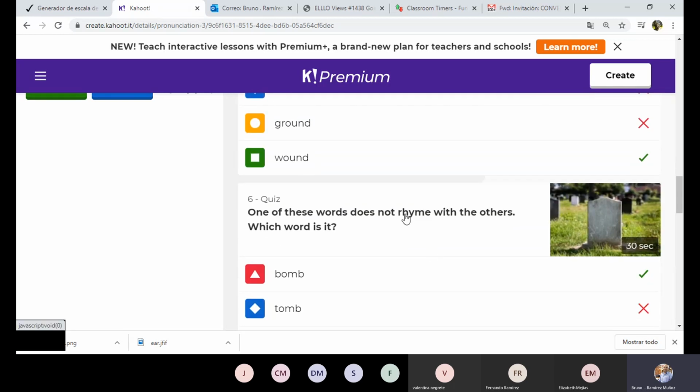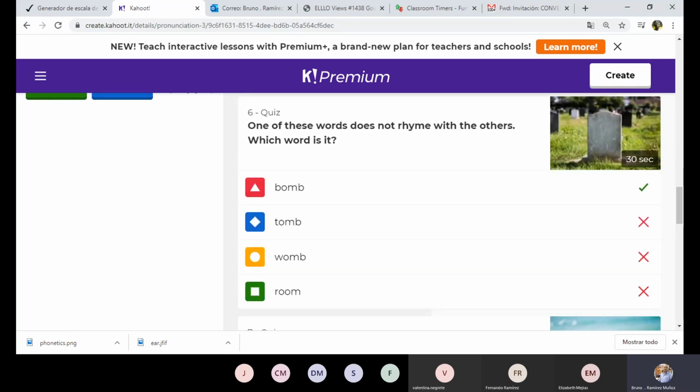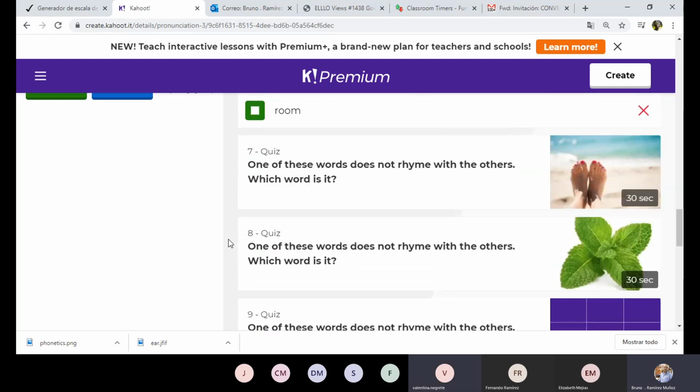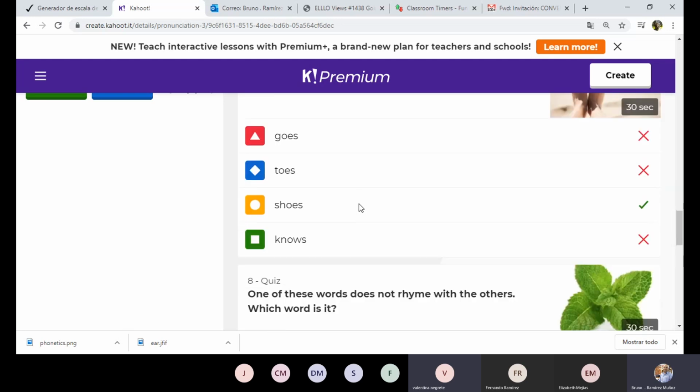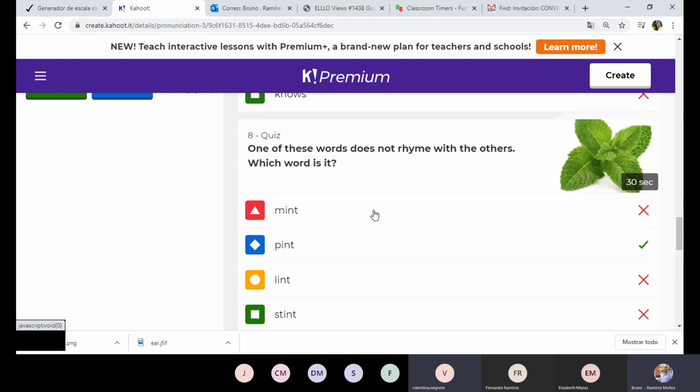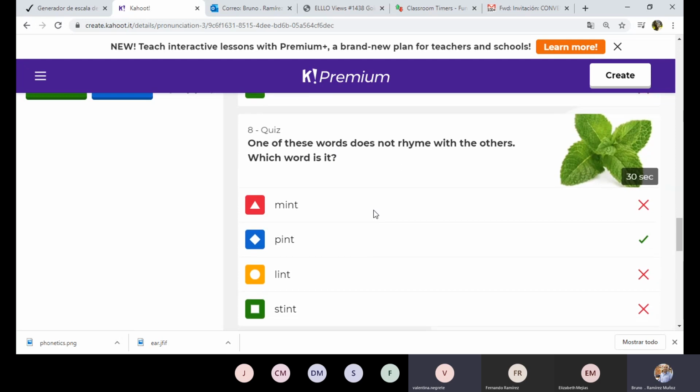Am I sharing the website? Can you see the website now? Yes. Okay. So basically, you don't have any questions about each of the words? I have one with the mint on it. How are the words, all of them, pronounced?